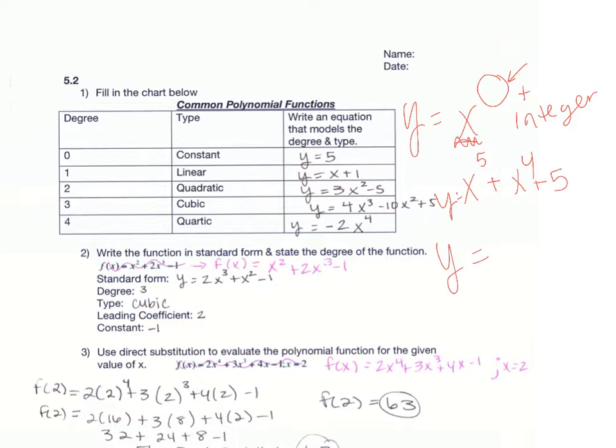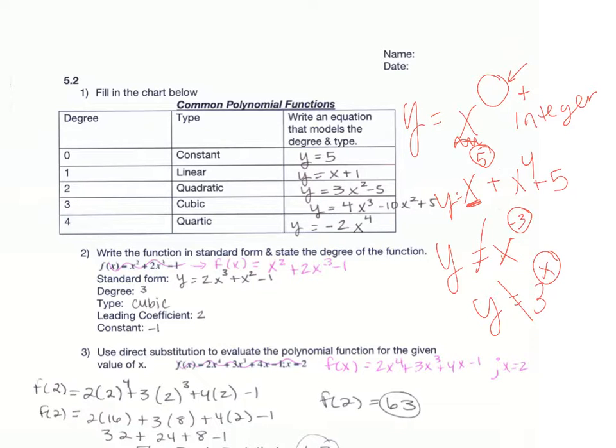You cannot have x to the negative 3rd. You can't have a negative exponent. You cannot have an exponent that's a variable. It's got to be x as the base, and the power has to be positive.